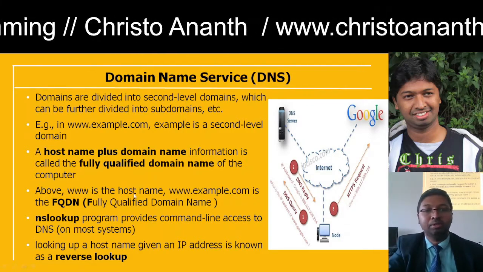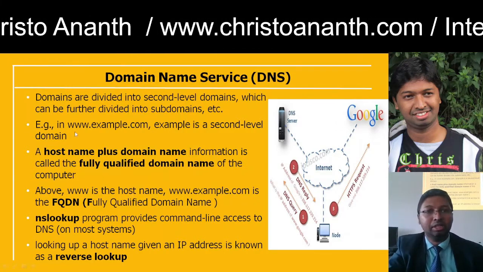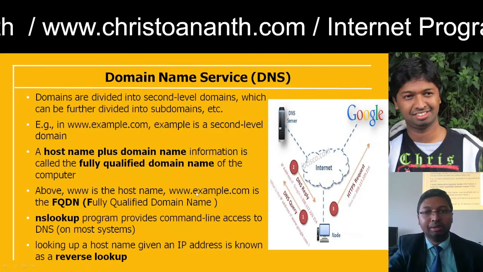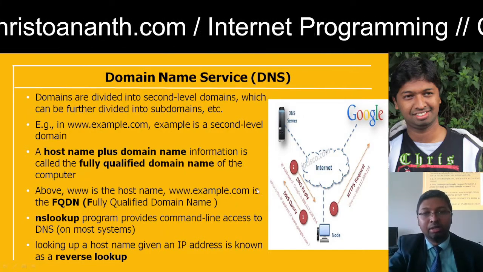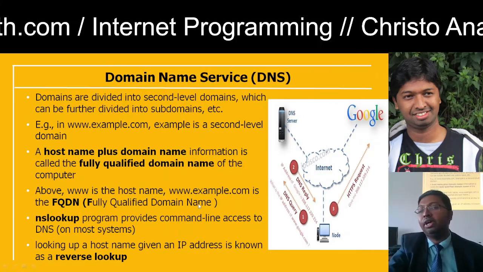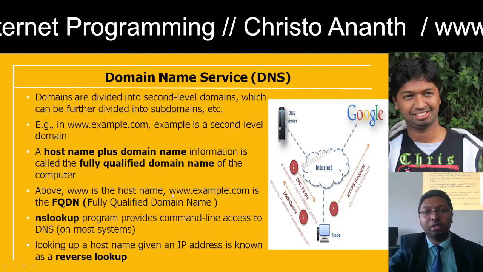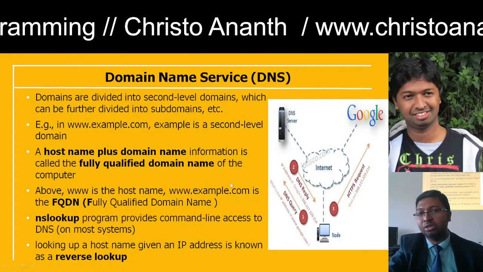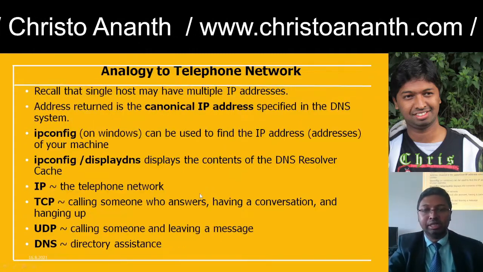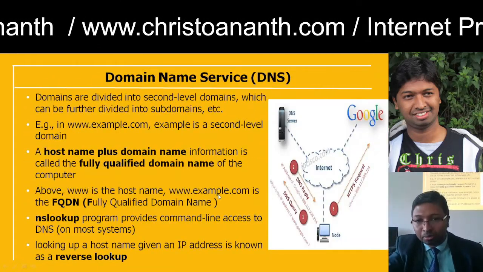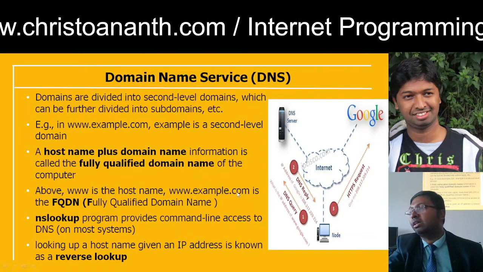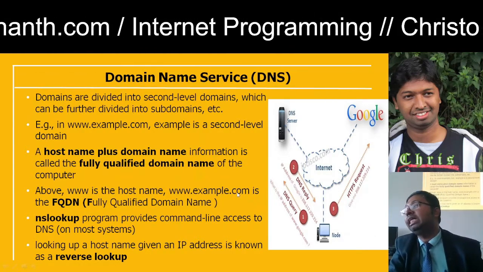So www is the host name. www.example.com is the fully qualified domain name. www is the host name, example is nothing but the domain name, and then we have .com. .com is nothing but the generic top-level domain.